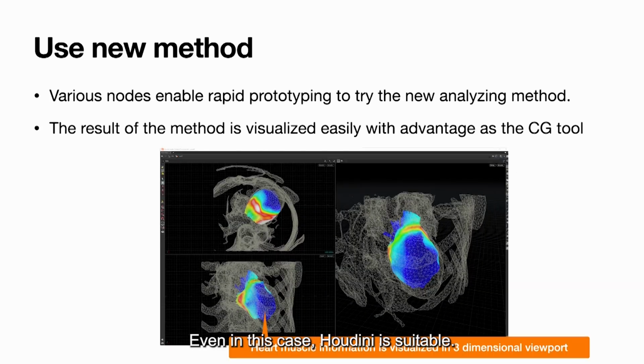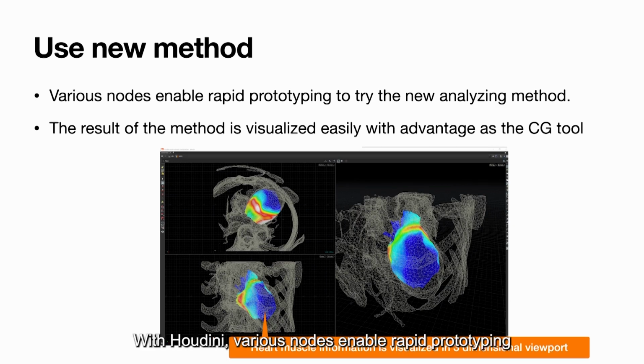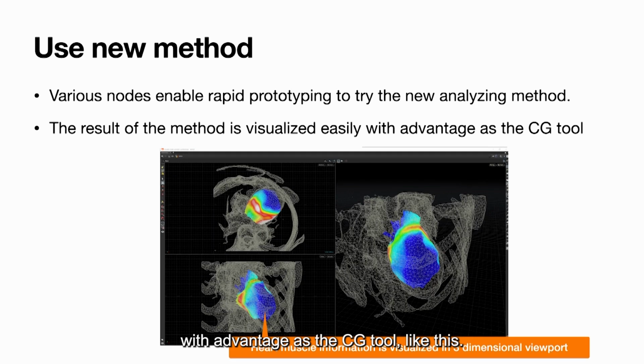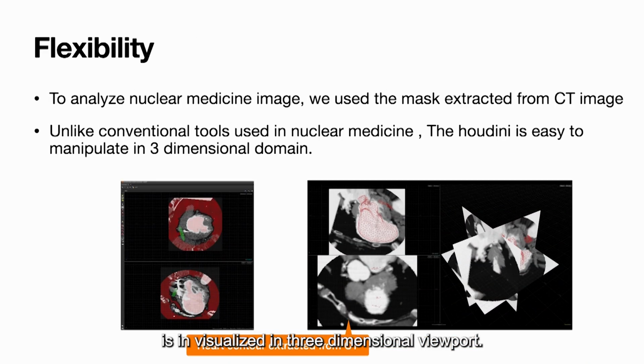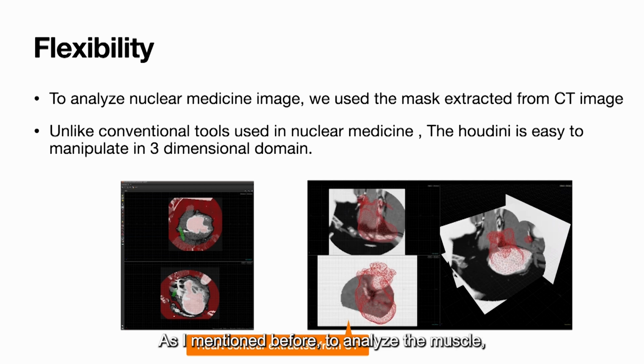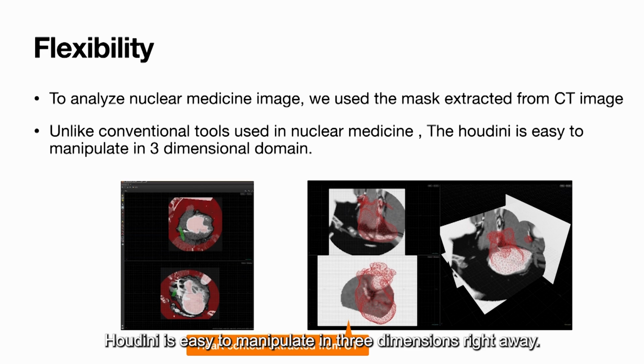Even in this case, Houdini is suitable. With Houdini, various nodes enable rapid prototyping to try new analysis logic, and the result of the method is easily visualized with the advantage of being a CG tool. Like this, the heart muscle information is visualized in a three-dimensional viewport. As I mentioned before, to analyze the nuclear medicine image, we use the mask extracted from the CT image. Unlike the conventional tools we use in nuclear medicine, Houdini is easy to manipulate in the three-dimensional domain.